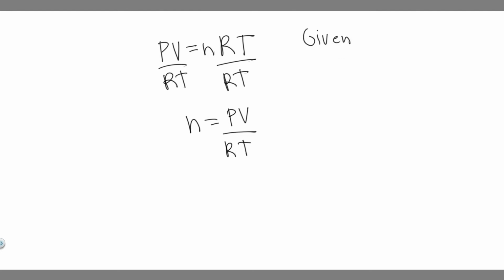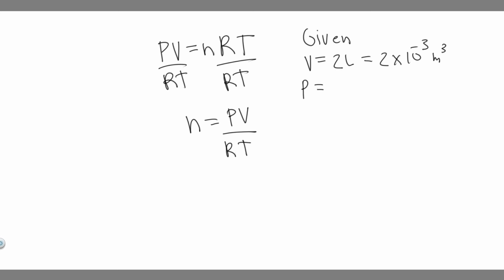So given, we're given that it's going to be 2 liters of gas. So we know the volume equals 2 liters. But it's got to be in meters cubed. And the way we convert that is all you have to do is multiply by 10 to the minus 3. So this is just equal to 2 times 10 to the minus 3, and this is going to be meters cubed. So we've got the volume.